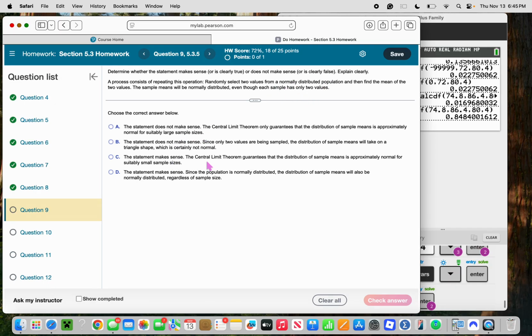It's not the central limit theorem. The central limit theorem is when you don't know the shape of the population or it's not normally distributed. So it makes sense since the population is normally distributed. The distribution of the sample means will also be normally distributed regardless of sample size.